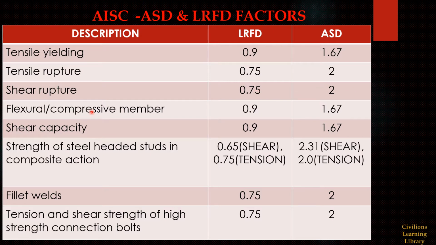For any kind of flexural member like a beam, or a compressive member, the LRFD value is 0.9 and the ASD factor value is 1.67. For shear capacity of the member, the factor value for LRFD is 0.9 and 1.67 for ASD.